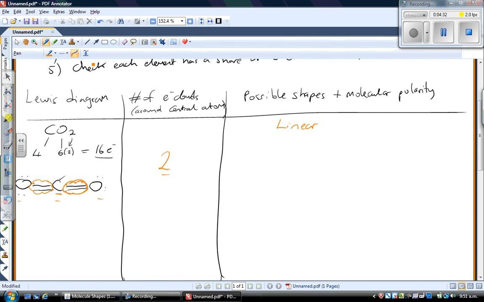So linear is where the 3 elements form a straight line. That's the case for carbon dioxide. The angle of a linear molecule is going to be 180 degrees.